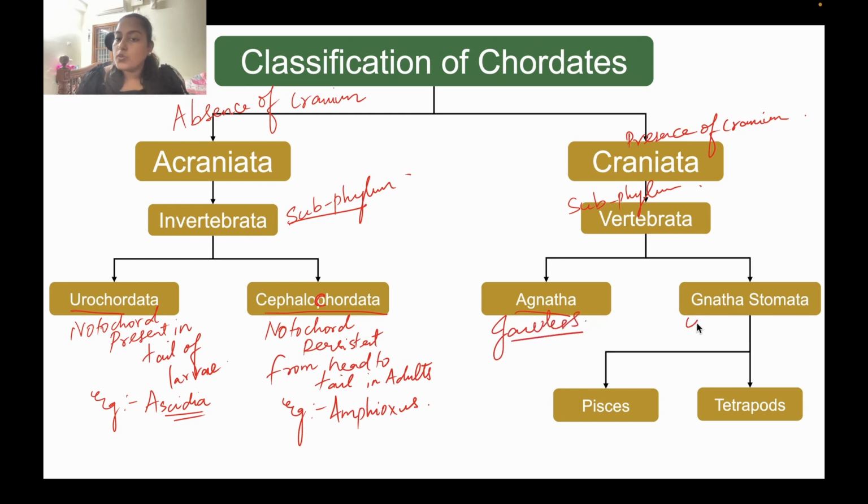Gnathostomata means with jaw. Under with jaw, you have Pisces and tetrapods. Pisces will have fins for their movement, whereas tetrapods will have legs or limbs for their movement.